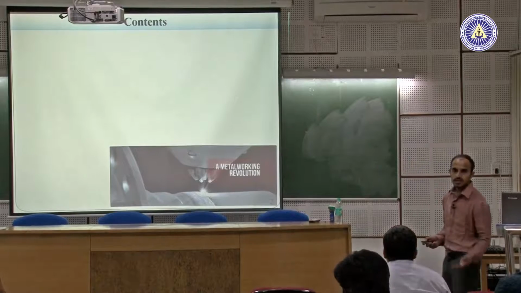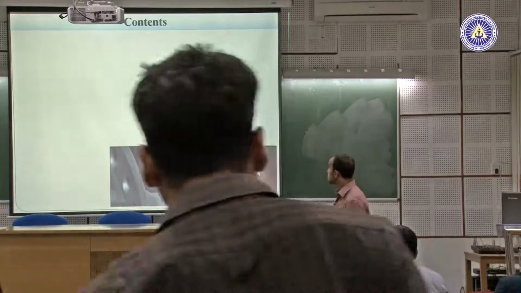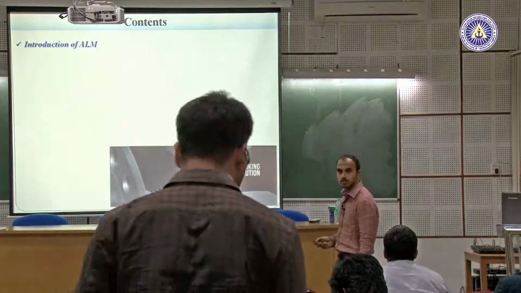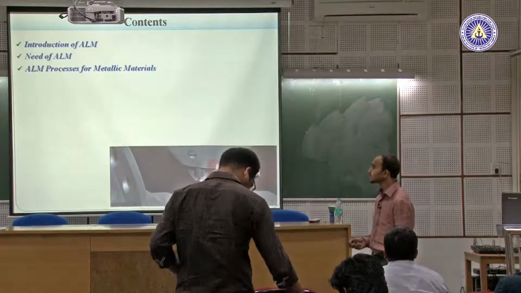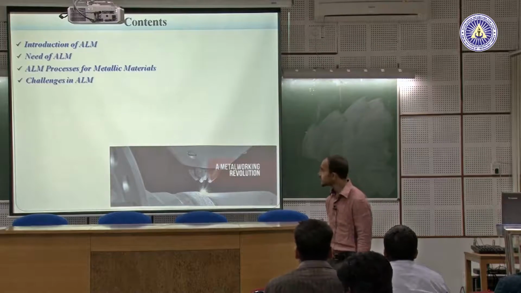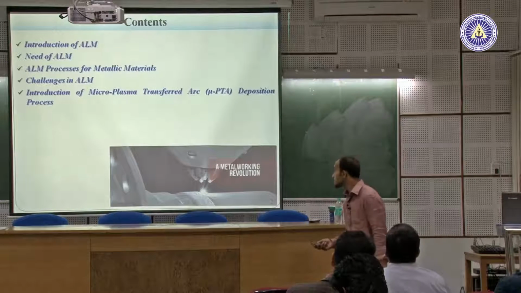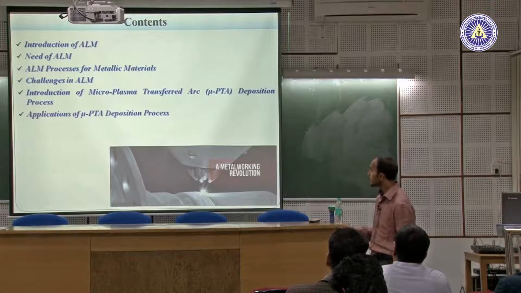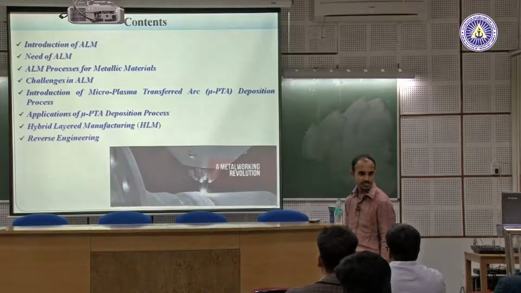Before we go to the crux of the matter, let's have a glance at the structure of the outline. First, we will see the introduction of additive manufacturing, the need for additive manufacturing, additive manufacturing processes for metallic materials, challenges in additive layer manufacturing, then microplasma transfer arc deposition processes, further their applications, hybrid layer manufacturing, and at the last, reverse engineering.